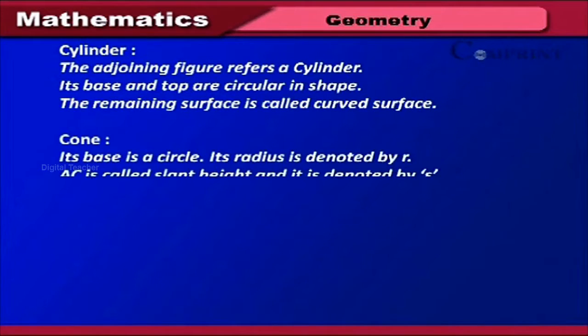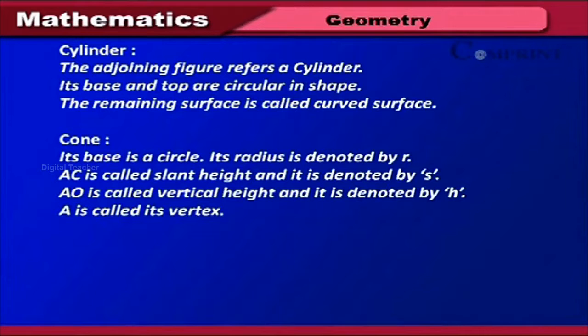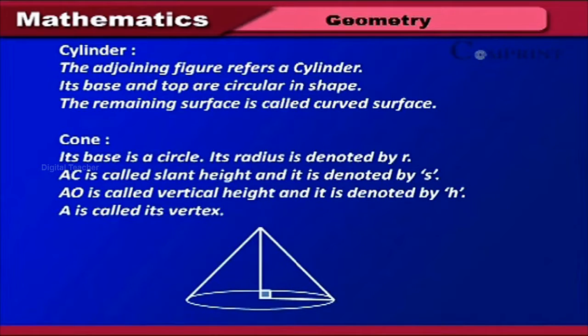Cylinder. The adjoining figure shows a cylinder. Its base and top are circular in shape. The remaining surface is called the curved surface.